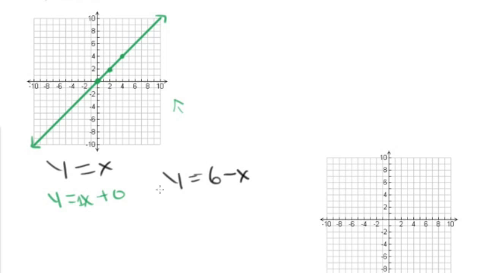That's our first line. Now the second line is y equals 6 minus x. All we have to do is put the x term first so that we get it into slope-intercept form. So y equals 6 minus x is the same thing as y equals negative x plus 6. We just switch the terms around. So the slope is negative 1 and the y-intercept is 6.